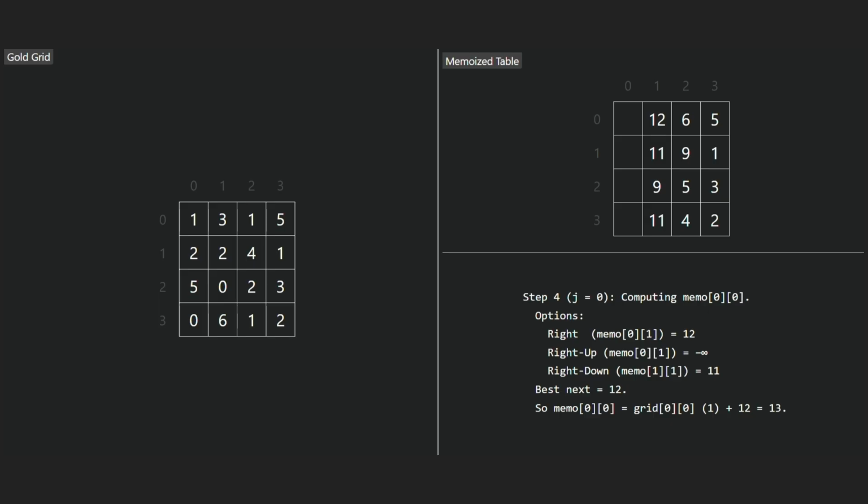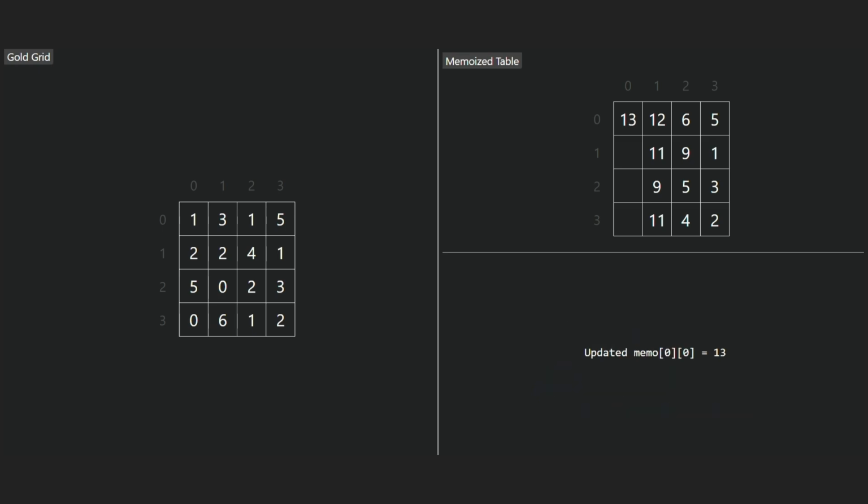For row 0, we compare memoized table at 0 cross 1 equals 12 and memoized table at 1 cross 1 equals 11. The larger is 12, so memoized table at 0 cross 0 equals grid at 0 cross 0, which is 1, plus 12 equals 13.